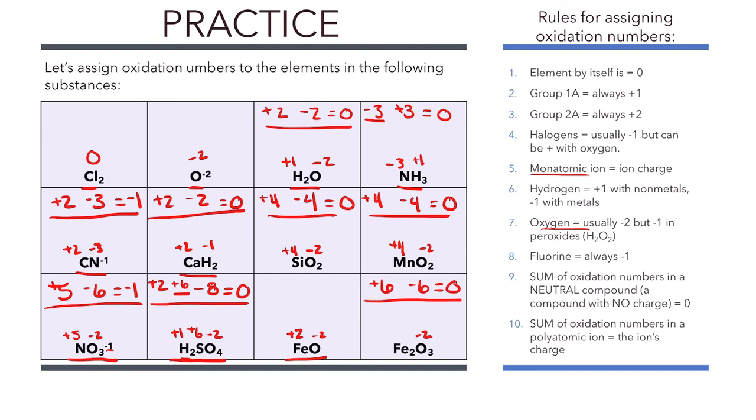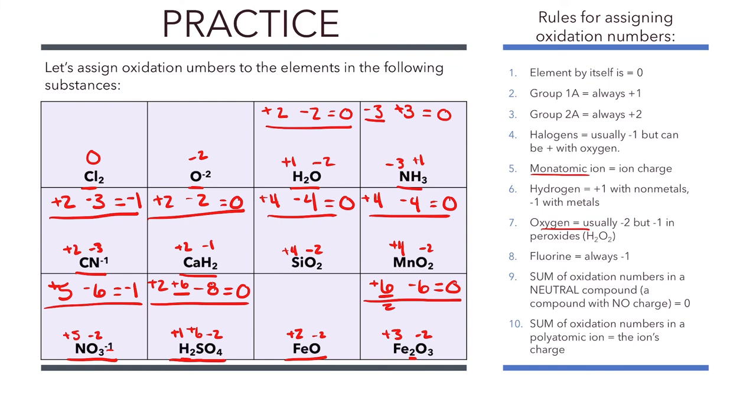But there's a twist with this one. I have 2 irons here. And so I have to distribute this positive charge right here between the 2 iron atoms. So I really have to divide it by 2. And that means that each individual iron atom is going to have an oxidation state of +3.